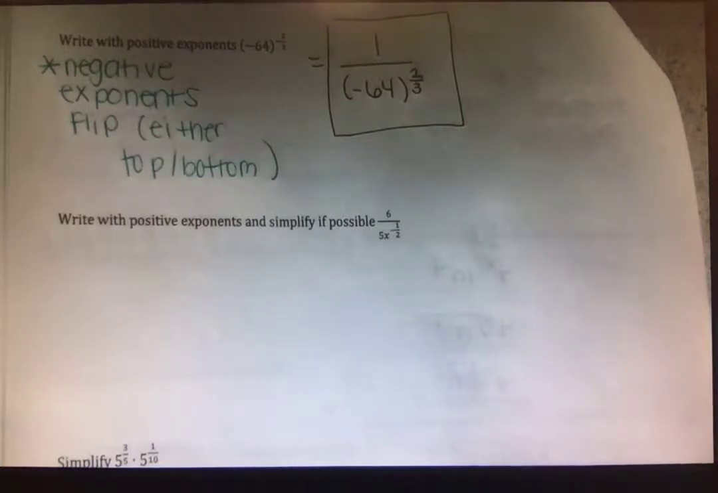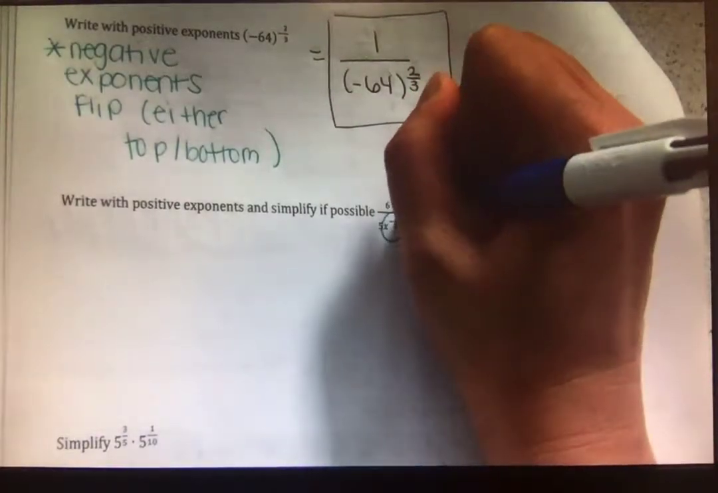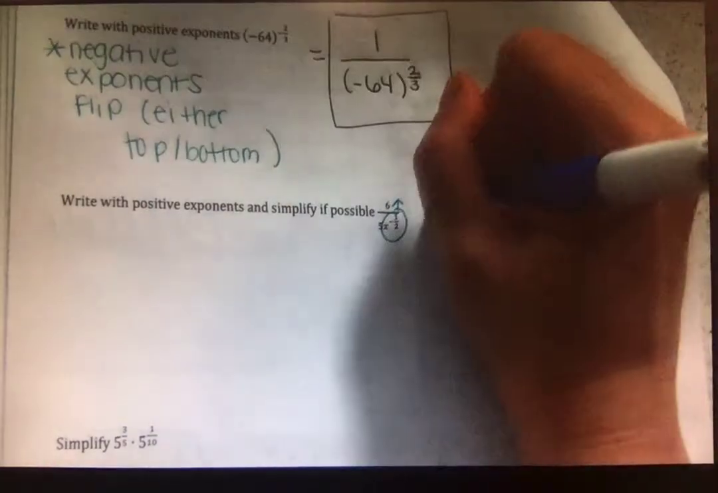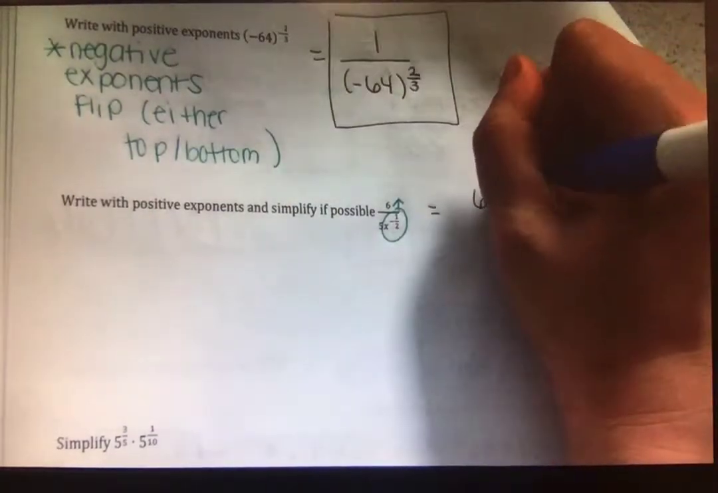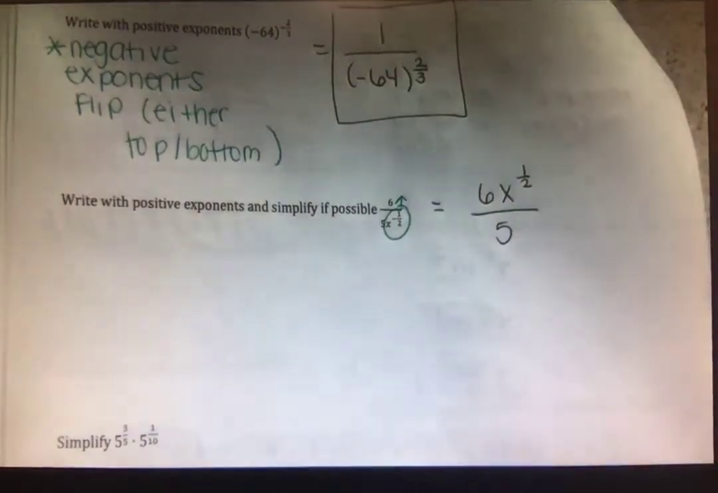This one says write with positive exponents, and then we have to go further and simplify. So I have 6 over 5x to the negative 1/2 power. That negative 1/2 power is only applied to whatever's directly underneath it, so it's only applied to the x. In order to make this positive, it's going to flip. It's on the bottom, so it's going to flip to the top. That 6 is already up top, it's just going to hang out. x to the 1/2 power over 5.